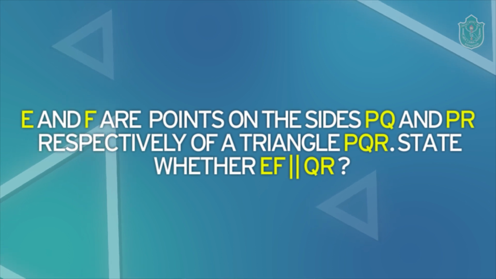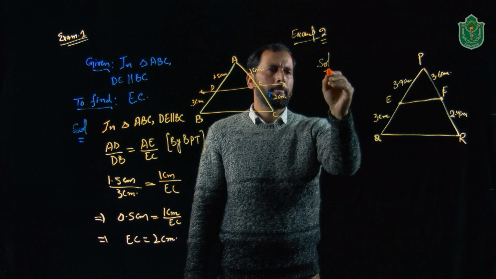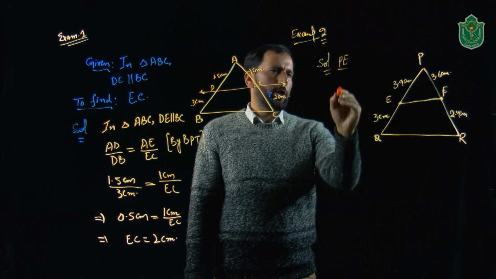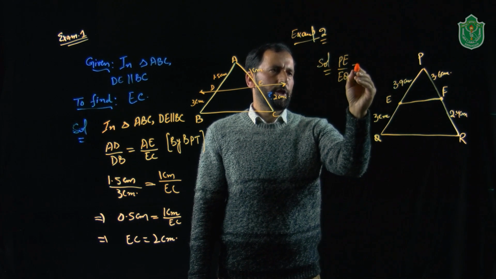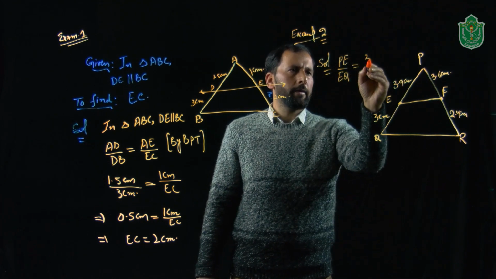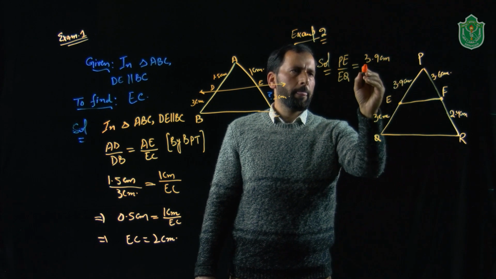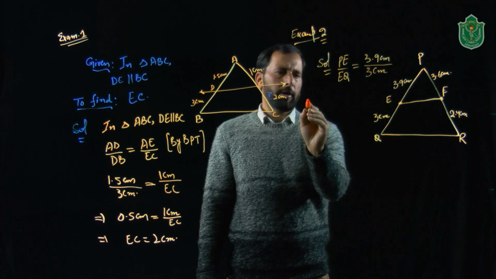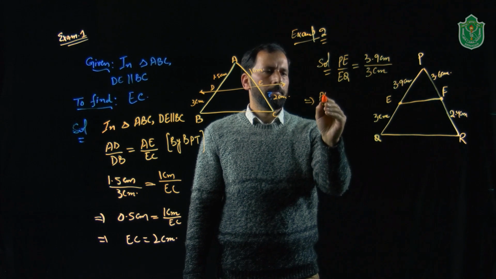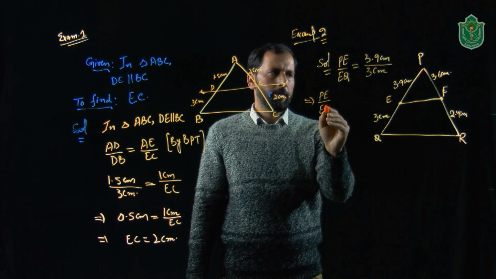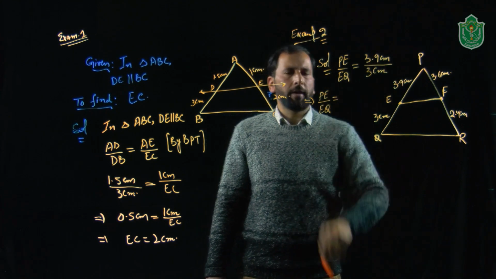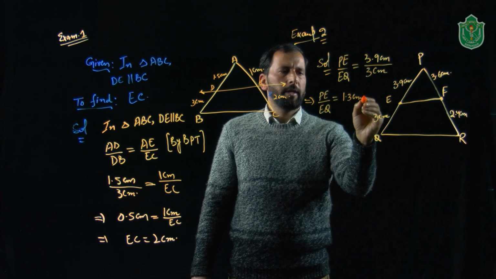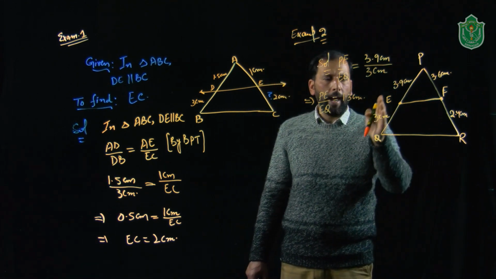So here, in the solution, we can write PE by EQ is equal to 3.9 centimeter upon 3 centimeter. Further, it implies PE by EQ is equivalent to 3.9 upon 3. When you cancel out, it becomes 1.3. This is the ratio between PE and EQ.